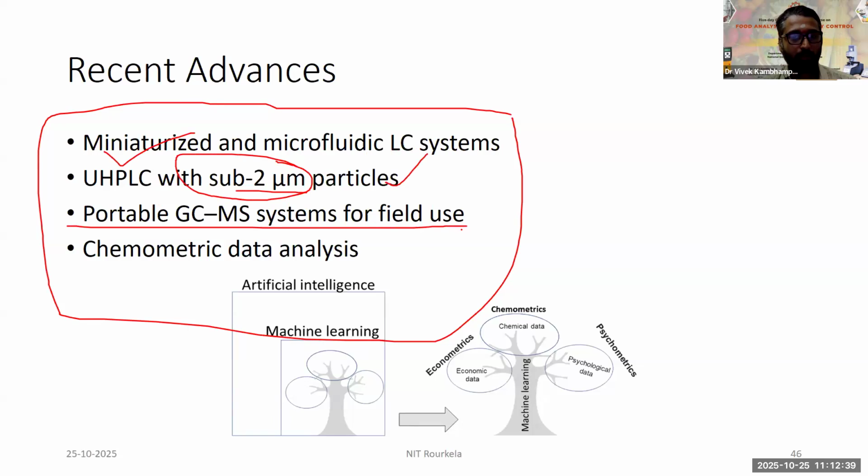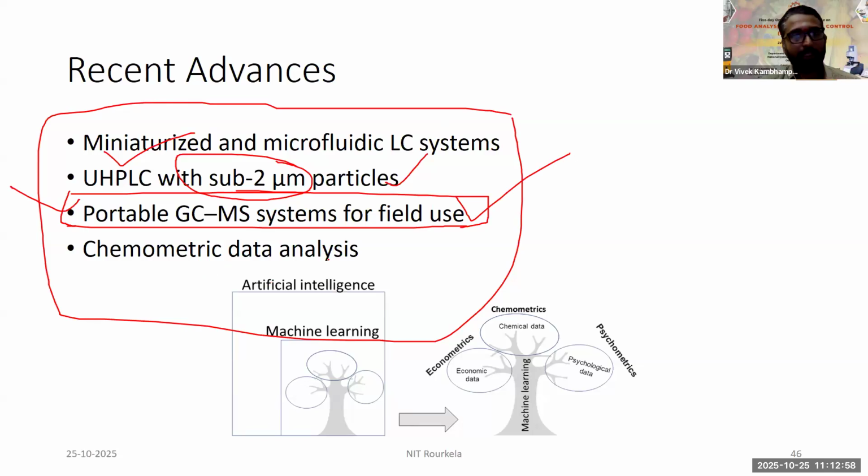Portable GCMS systems for field use. Okay, unlike the traditional one, it occupies a lot of space in the lab. It requires air conditioning. It requires so many skilled manpower. Everybody cannot operate. So many restrictions. Nowadays, people are coming with the portable one.